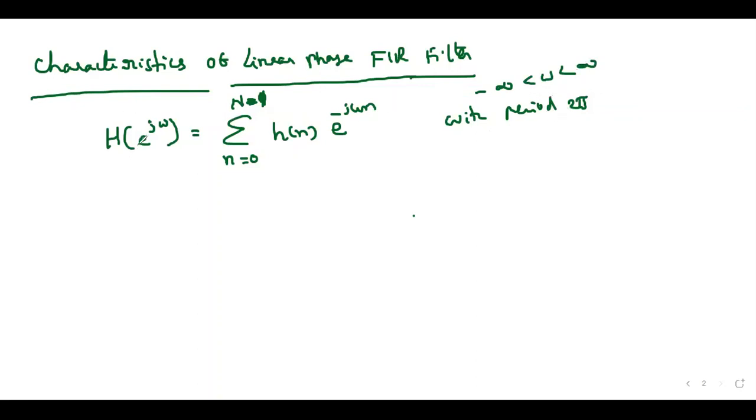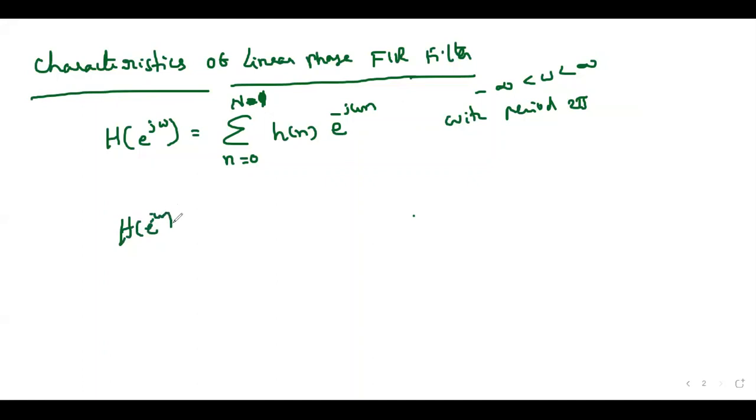Therefore, this frequency response is split into magnitude and phase responses. So the magnitude response of this is equal to the mod of this. Of course, without this h of n we can't write in detail, but at this moment, h of e power j omega is a combination of magnitude response and phase response.